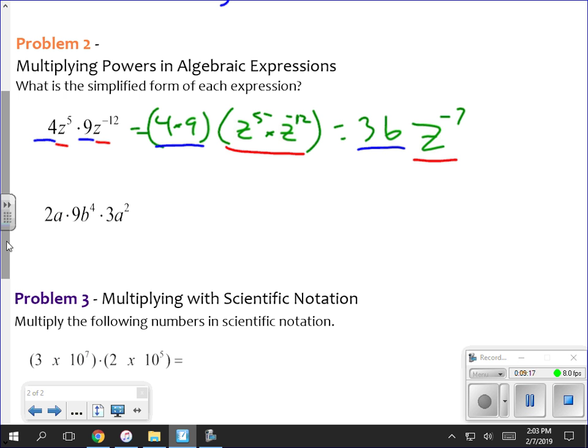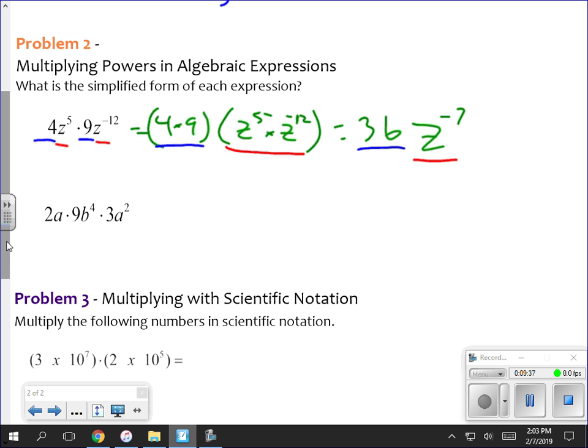So you do the numbers out in front. The numbers get multiplied just like usual. Nothing's changed on that. 4 times 9 is 36. Doesn't matter that there's other stuff being multiplied. Just do those, and then you do the other parts. Okay, does that make sense?